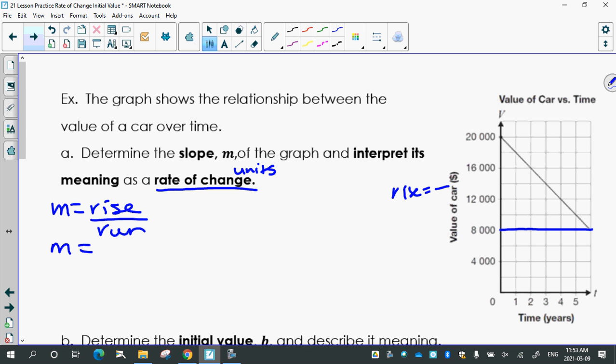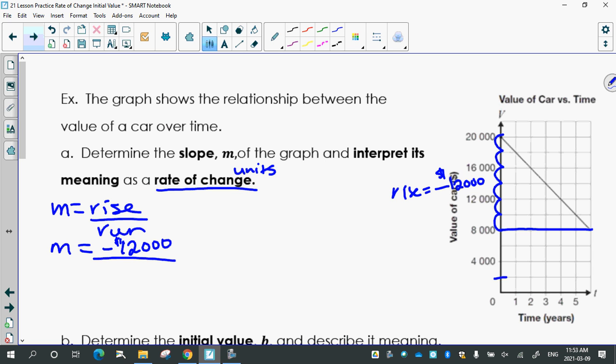So the rise is negative. Now what's our scale? Every square represents 1,000? Every square represents 2,000? Yes? So 2, 4, 6, 8, 10, 12,000. And what are they? Dollars. Okay? So our rise is negative $12,000. And then I'll sneak the dollar sign in there.